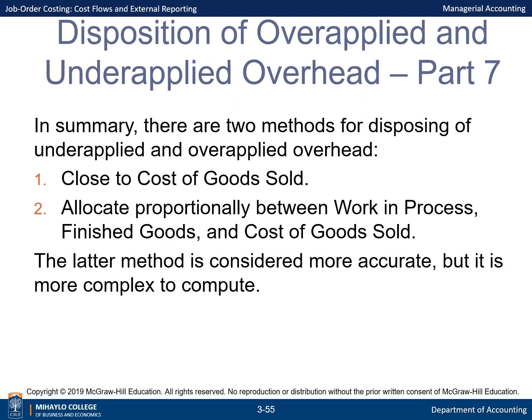In summary, there are two methods for disposing of underapplied and overapplied overhead. 1. Close out to cost of goods sold. 2. Allocate between work in process, finished goods, and cost of goods sold. The allocation method is considered more accurate, but is more complex to compute.